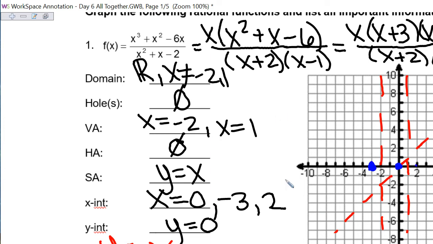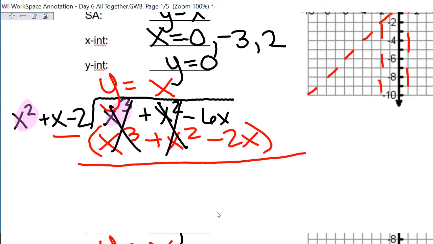And the y-intercept is already plotted with the x-intercept. So 0, 0 is a common point between the x and y-intercept. So now we have to figure out what's happening between the vertical asymptotes, what's happening over here to the left of x equals -2, and what's happening to the right of x equals 1. So let's start in the middle right here, so we can figure out if it's a cubic or quadratic. The first x value we need to use would be -1. So we need to find f of -1.